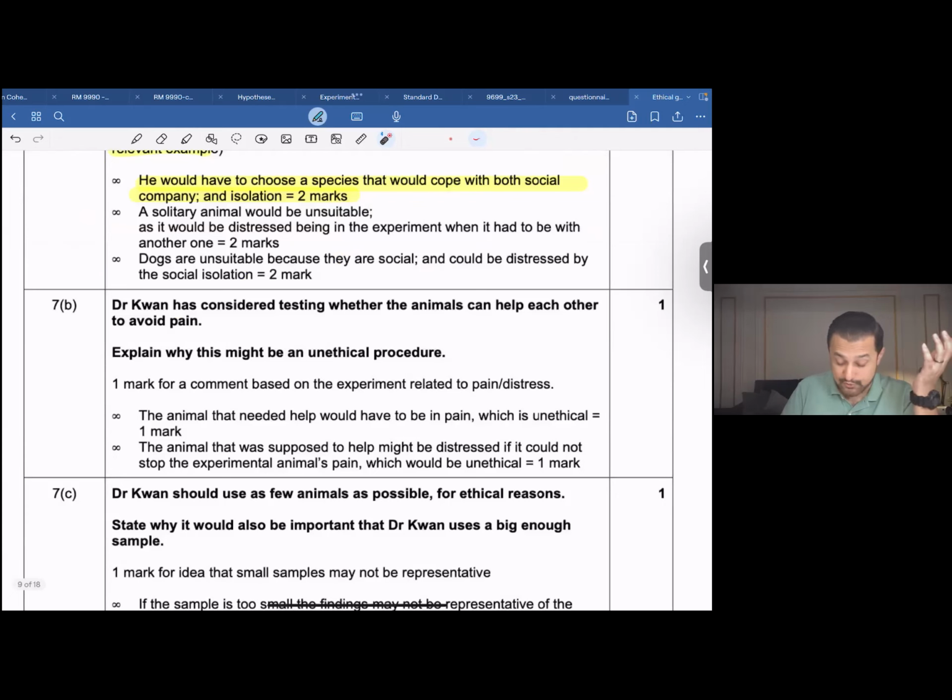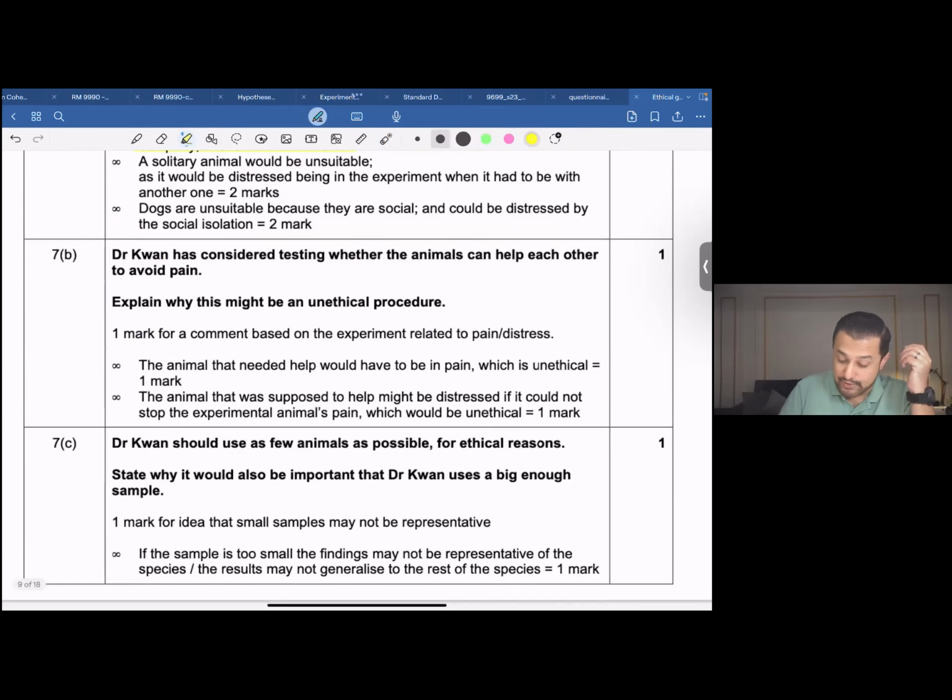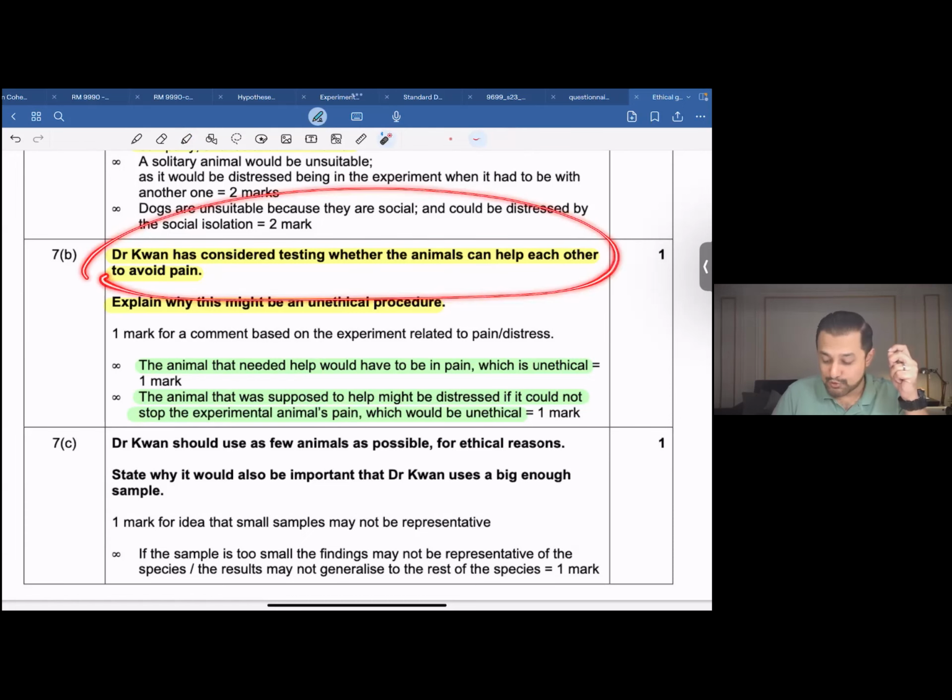Moving on to the next question. Dr. Kwan has considered testing whether the animals can help each other to avoid pain. What is Dr. Kwan trying to test? He's trying to test whether animals can help each other to avoid pain. Explain why this might be an unethical procedure. The animal that needed help would have to be in pain, which is unethical. The animal that was supposed to help might be distressed if it could not stop the experimental animal's pain, which would again be unethical. So to be able to test this, of course, one of the animals would have to go through pain. So making that animal go through pain is unethical.